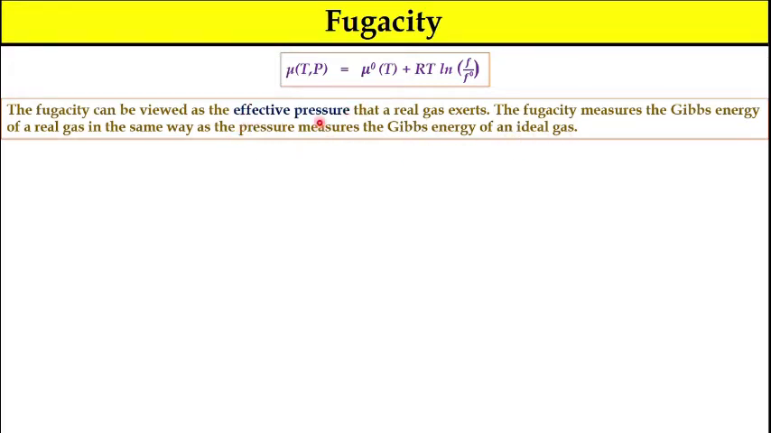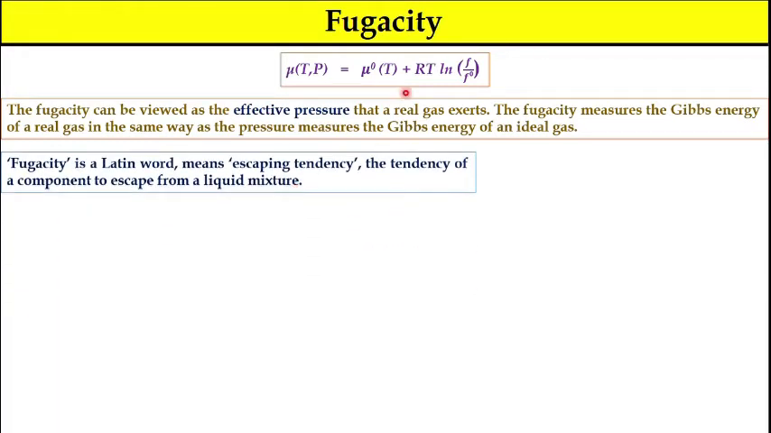And remember, here it is written fugacity means effective pressure. Now you have to know what is the origin of this fugacity. Fugacity is a Latin word, meaning escaping tendency. The tendency of a component to escape from a liquid mixture. Okay, so this is nothing but an escaping tendency.